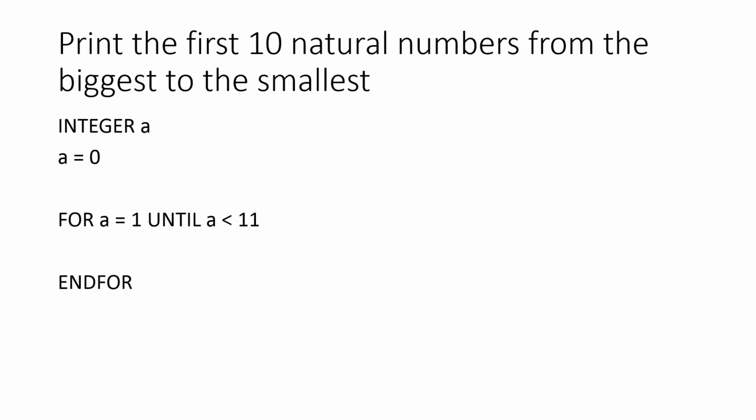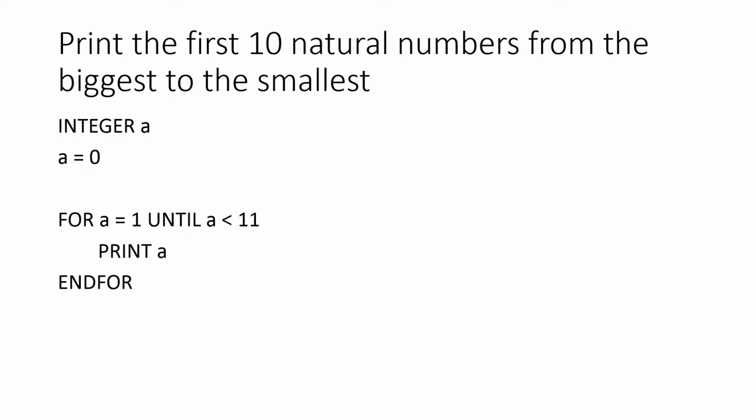Let's use a for loop first. So the loop will run for a equals 1 until a is smaller than 11. The loop will print a, and that's pretty much it. So at this point we wrote an algorithm that writes on the screen, on paper, it just prints the variable a. Variable a is going from 1 until 10. The value of variable a is changing from 1 until 10.